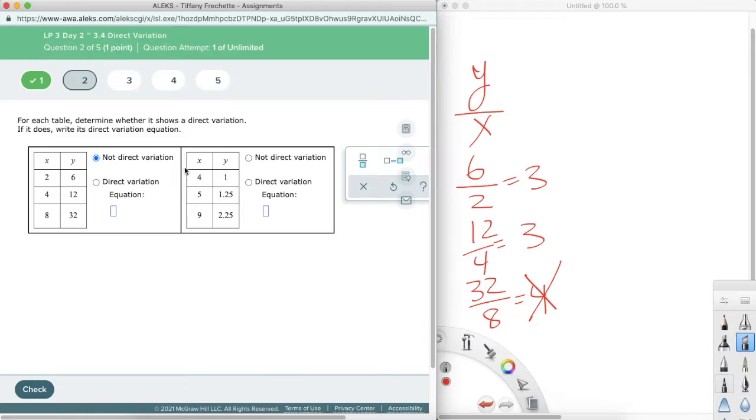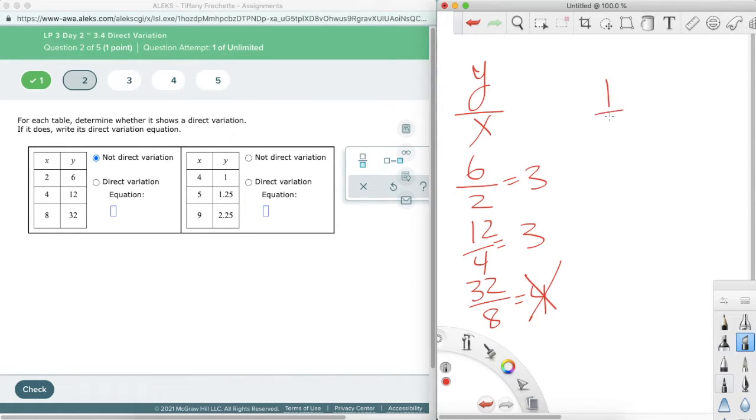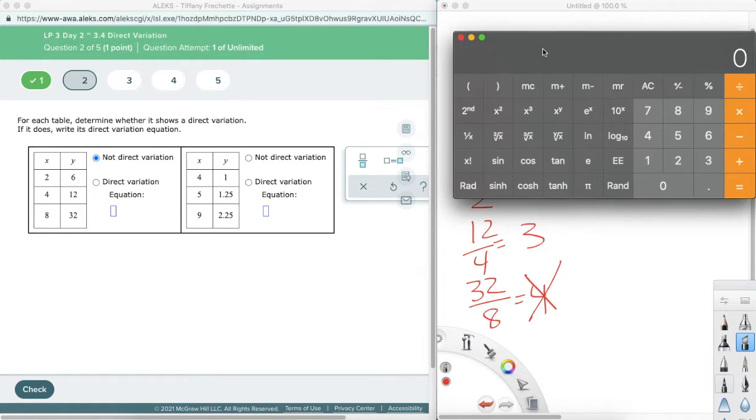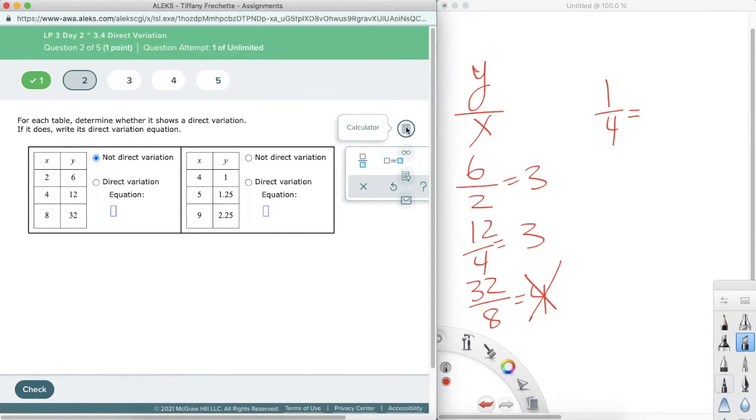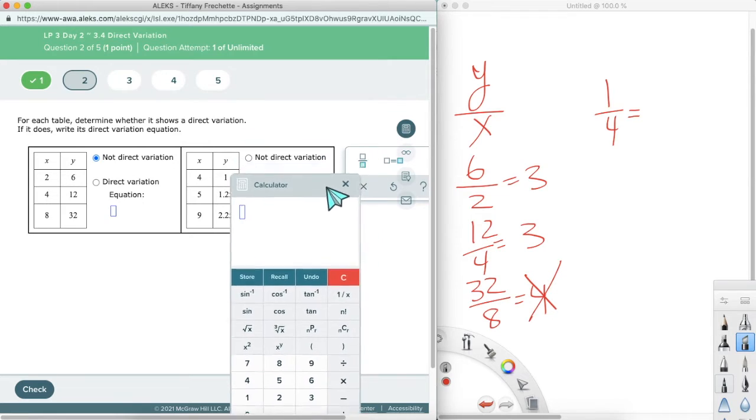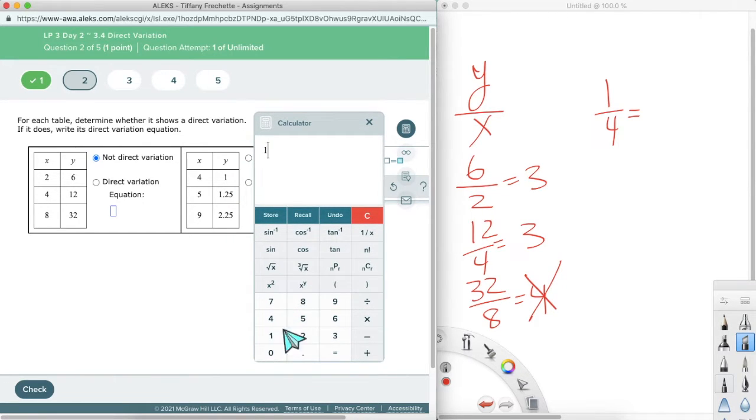So let's take a look at the second one here. We have 1 and 4. I'm going to turn it into a decimal because what I see here, it's really quick. I'm going to grab my calculator. Oh, they have a calculator open there. I just noticed that. Sometimes they have it open and sometimes they don't. So I'm going to say 1 divided by 4. If you don't know what that is, that's okay. You just use a calculator here.